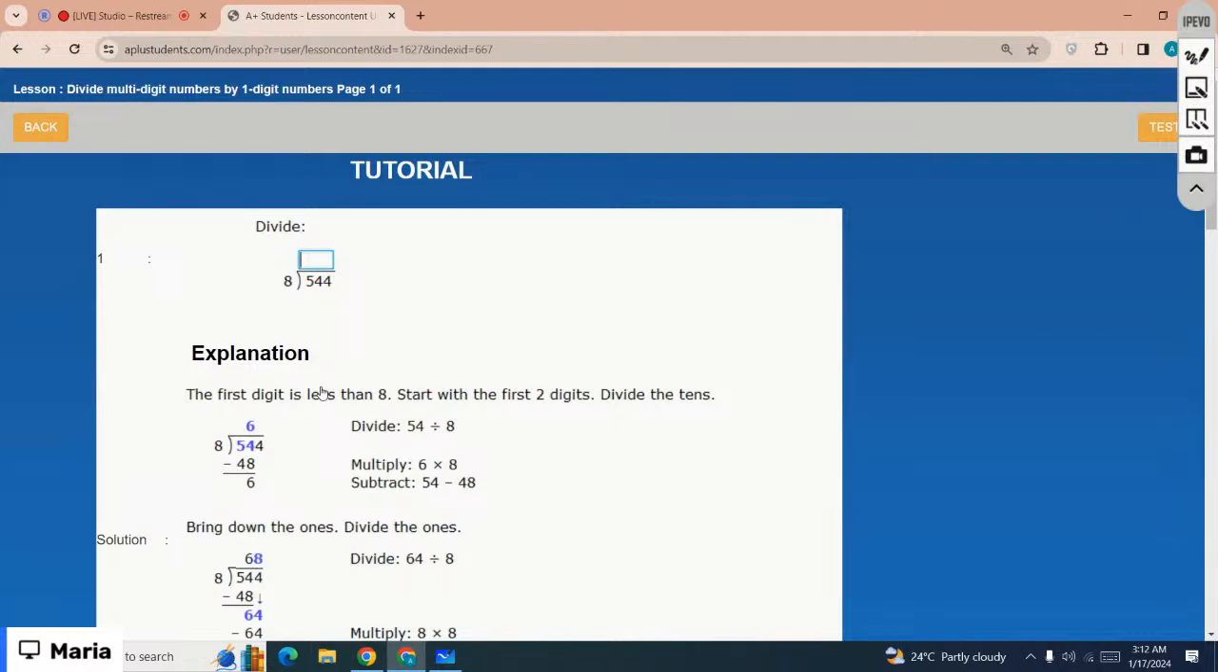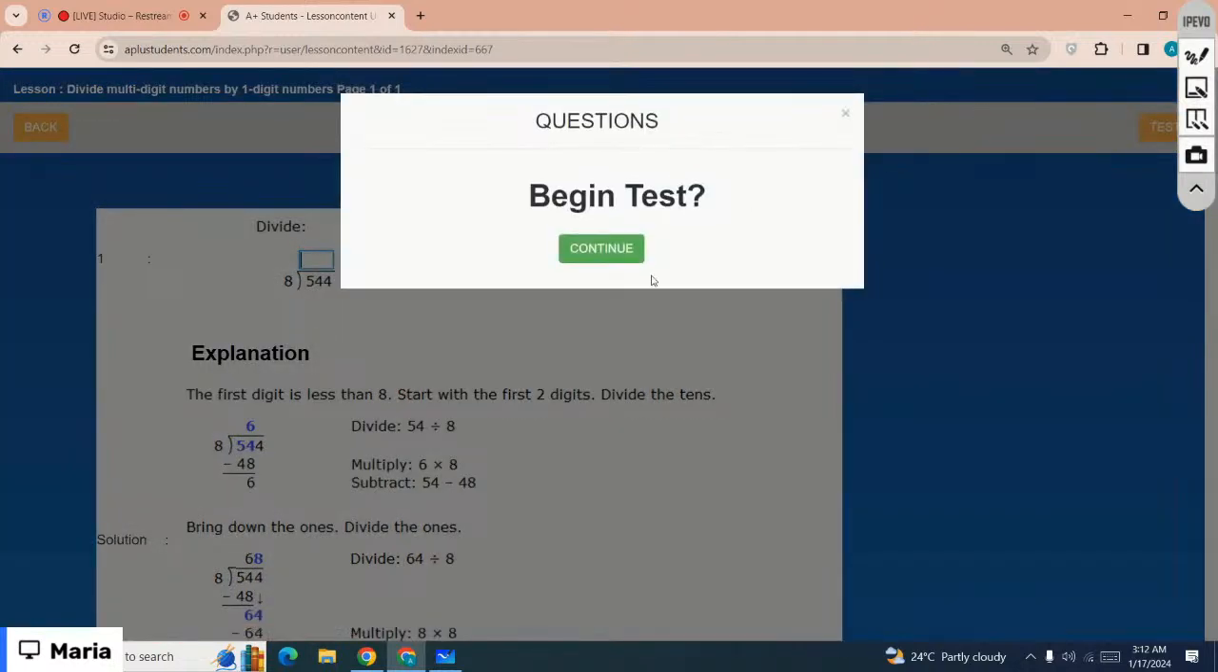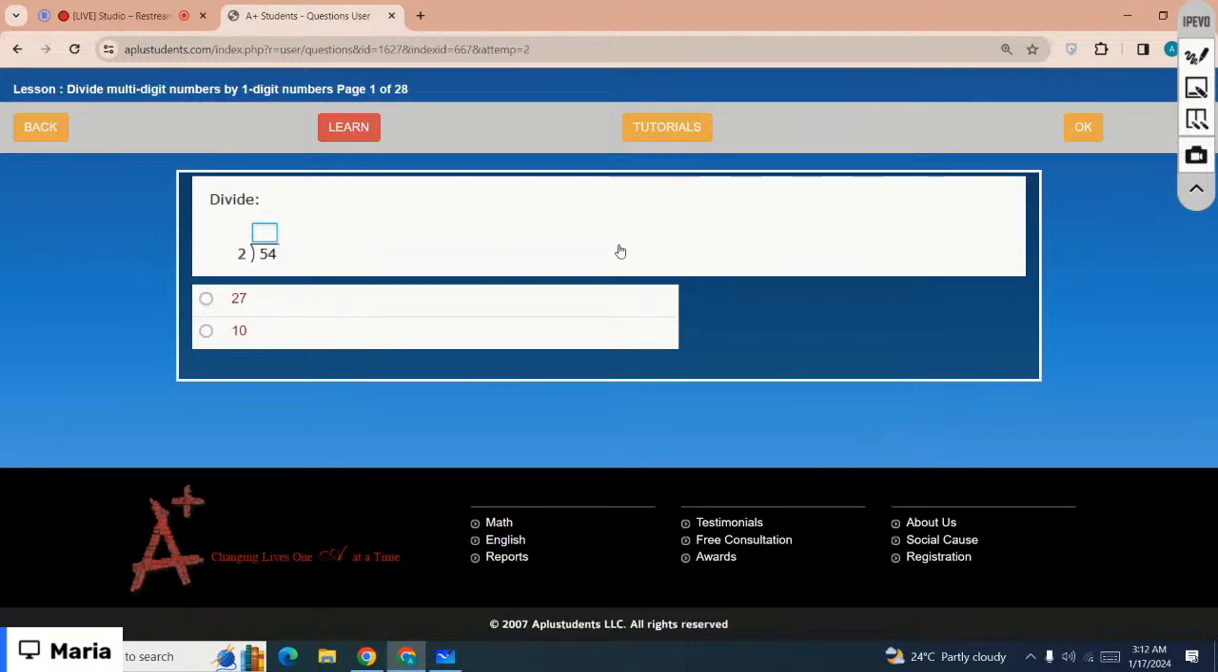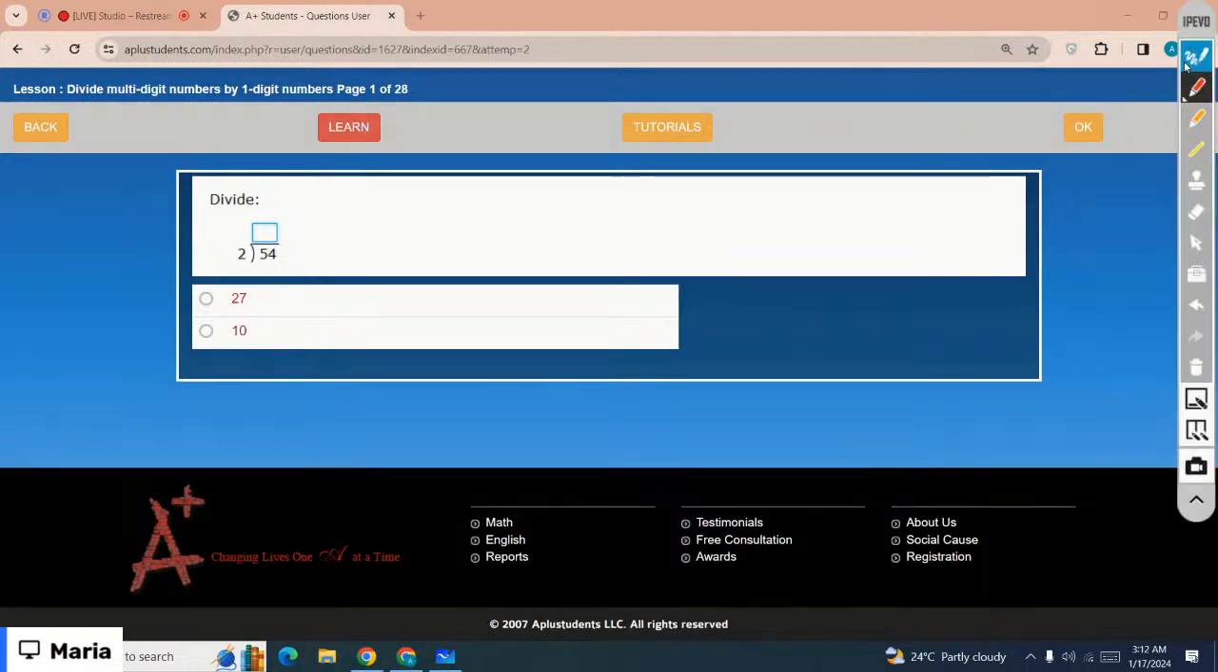Now we're going to start with the long division method. Let's just start with the test question. Let's see how do we divide, right? Focus on the lesson. 54 divided by 2. How do we divide, right? 54 divided by 2. Just look at the first digit, 5 here, right?